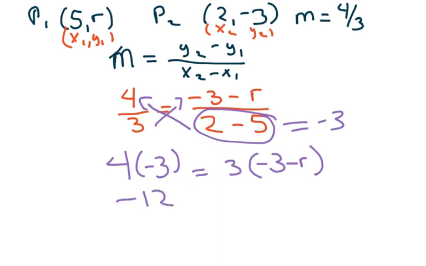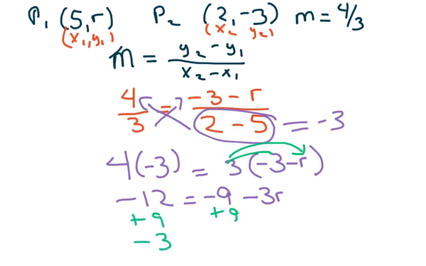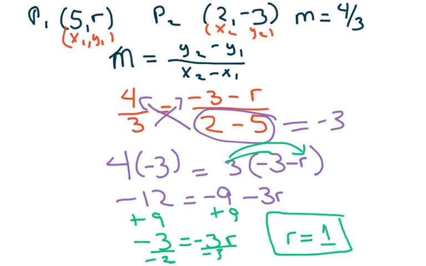This is negative 12 equals negative 9 minus 3r. Again, you're distributing here. And you're going to add 9 to both sides. And you're going to get negative 3 equals negative 3r. Divide both sides by negative 3. So r equals 1. Negative 3 divided by negative 3 is 1. So r equals 1.